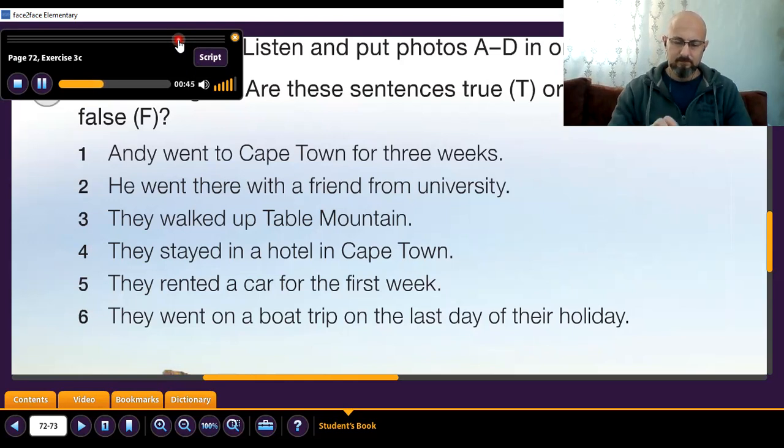Well, on the first day, we went on a guided tour of the city, which was very interesting. Right. And the next day, we went to Table Mountain for a picnic. Lots of tourists do that. Did you walk up the mountain? No, we went by cable car. The view from the top was amazing. And where did you stay? We stayed with Nigel's brother. He lives in the centre of Cape Town.